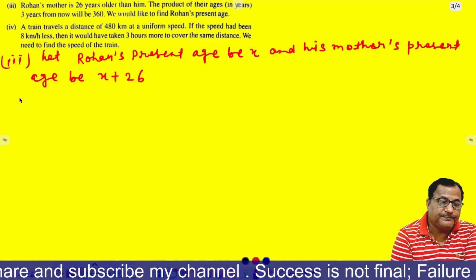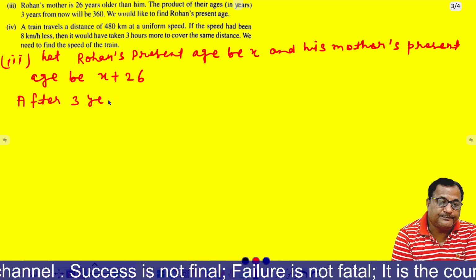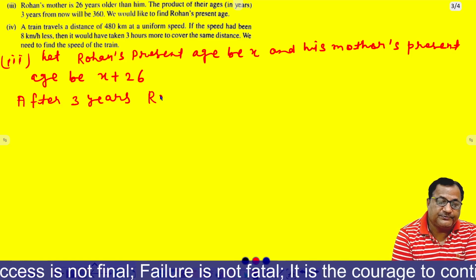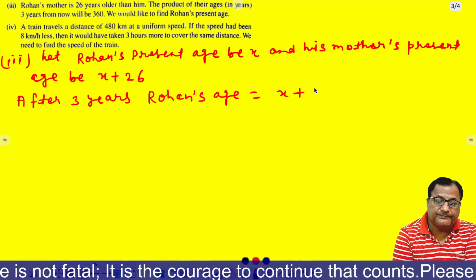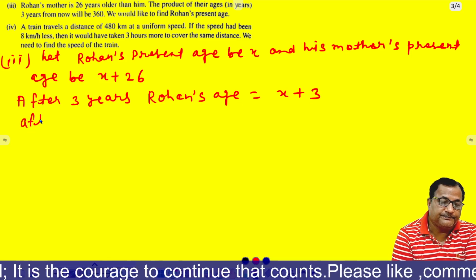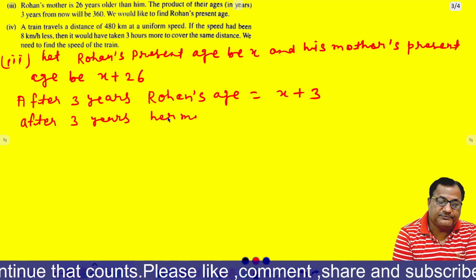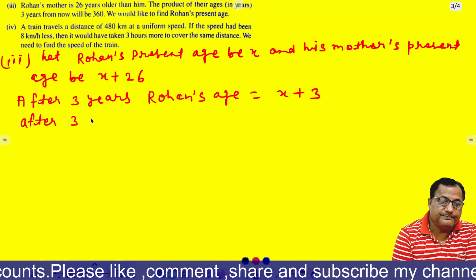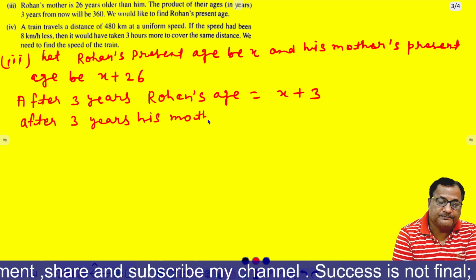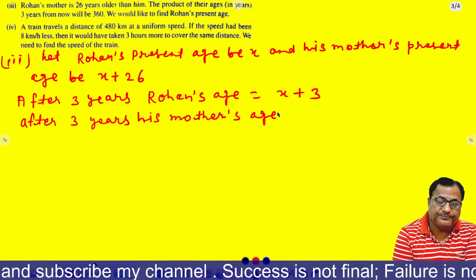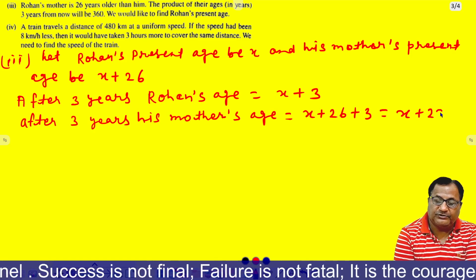3 years from now, after 3 years, Rohan's age is equal to x plus 3, and after 3 years, his mother's age is equal to x plus 26 plus 3, which is equal to x plus 29.